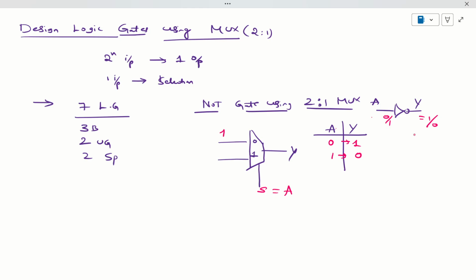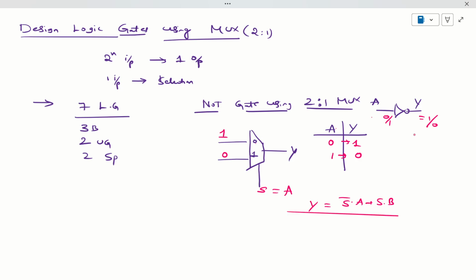I have given logic 1 to the 0 input, and logic 0 to the 1 input. What is Y? Y equals S bar into A plus S into B. This is the logic, right?